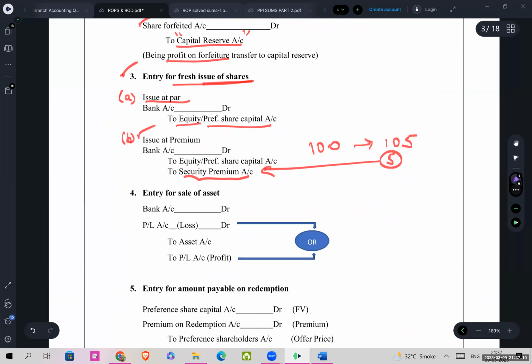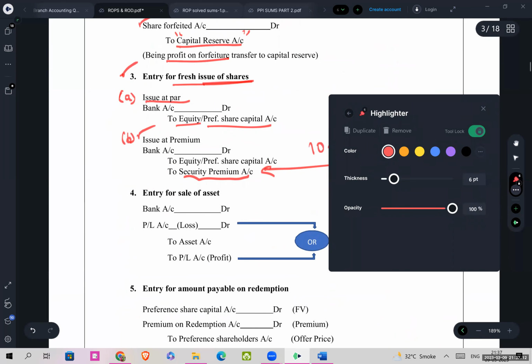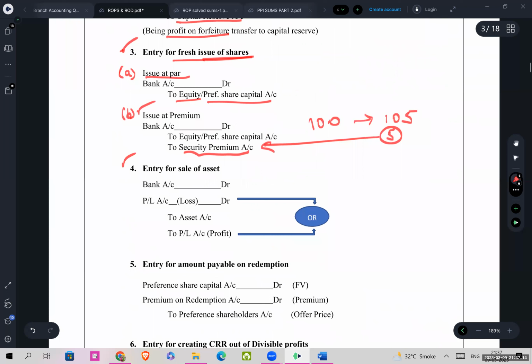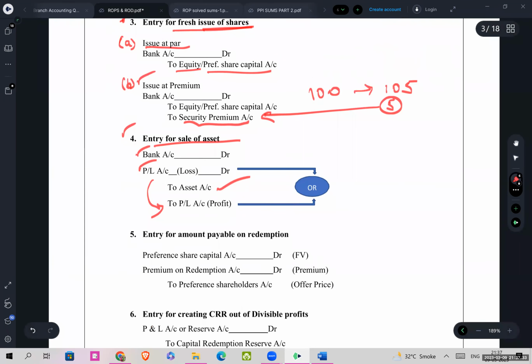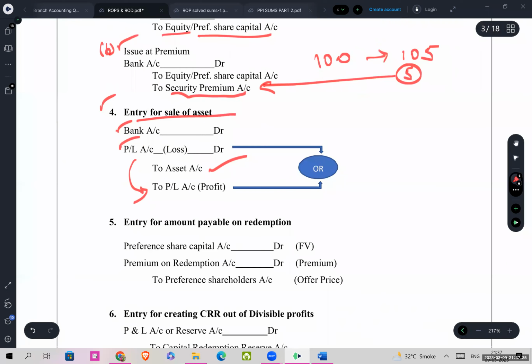Next is entry for sale of asset. Okay. So when you sell your asset, you receive money, the cash bank account debit. If it is sold at a loss, then P&L account debit. And if it is sold at a profit, then P&L account credit. To asset is going out to asset account. Okay. So I hope entry number 4 is very easy. Step 4 is very easy.